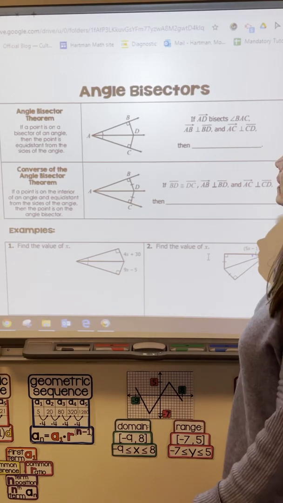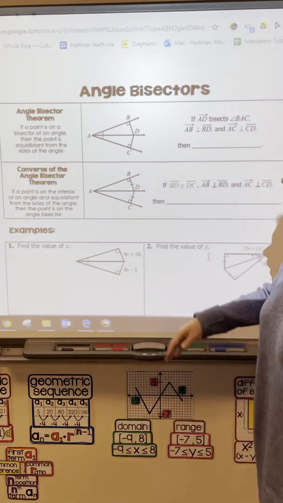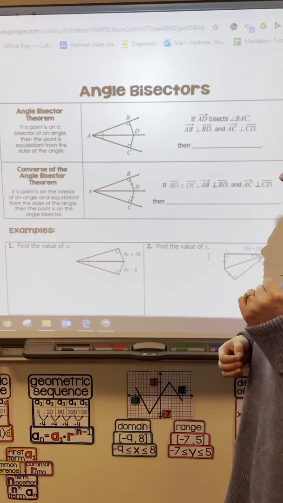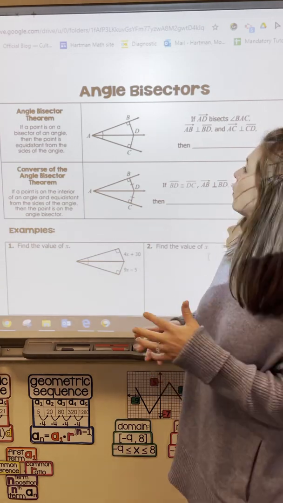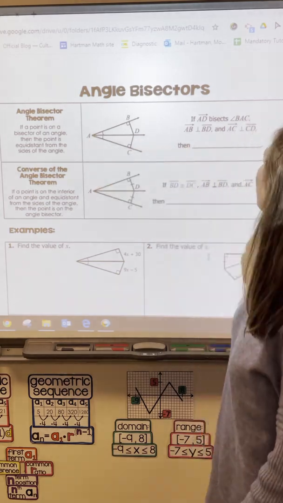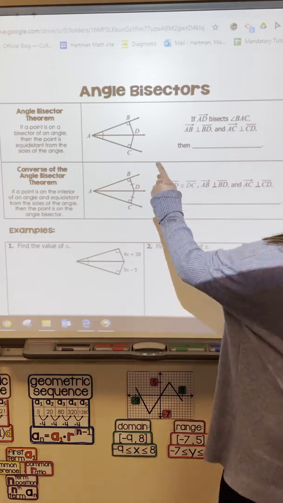Now let's talk about an angle bisector. We already know what an angle bisector is. It cuts an angle and splits it in half. But let's talk about what it looks like in a triangle. So if AD is bisecting BAC, then watch this.